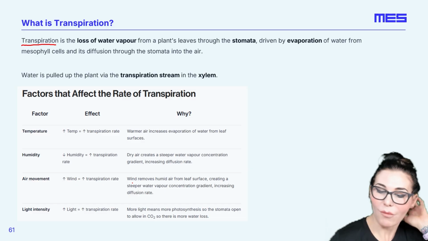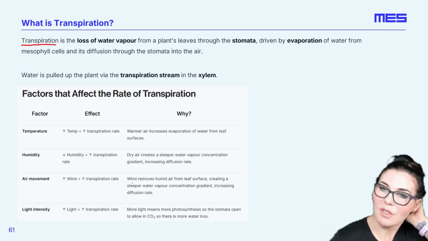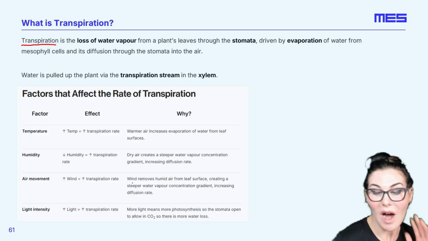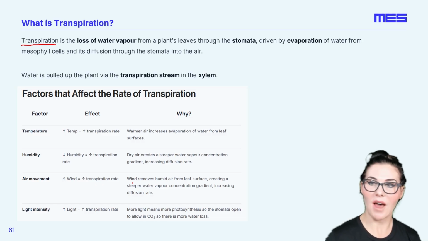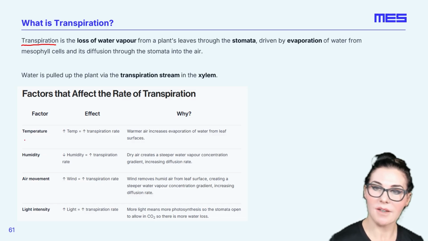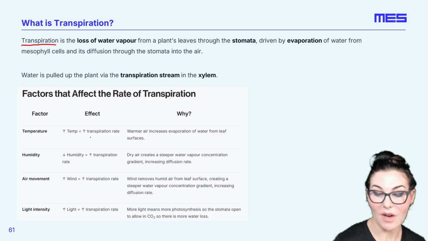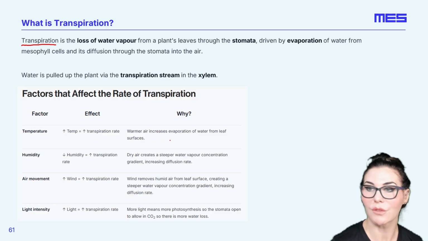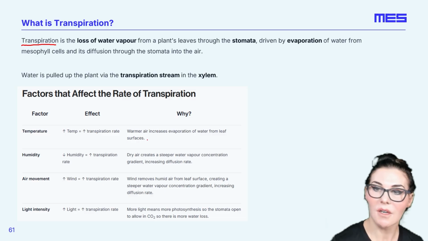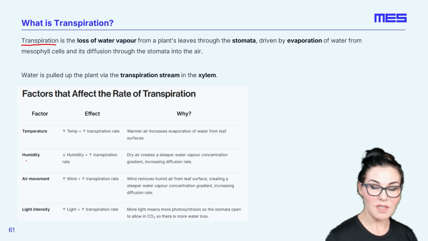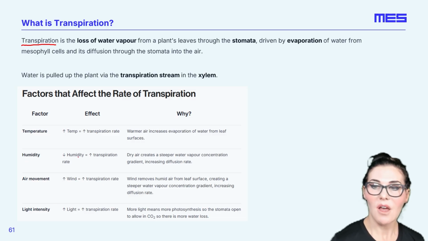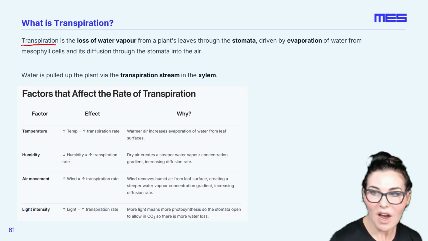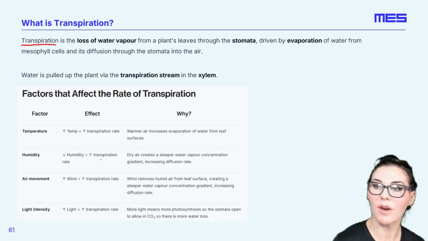And most of them are obvious, but it's important that you're able to explain biologically why these factors have an effect. We'll have a quick look at these then. So temperature, if there's a higher temperature, transpiration rates are going to be faster because there's more evaporation of water from the leaf surface. Humidity, now you can look at this either way, but just so you're aware, humidity is how much moisture is in the air. The lower the humidity, the drier the air, the greater the rate of transpiration.